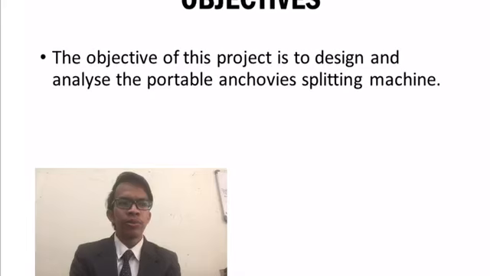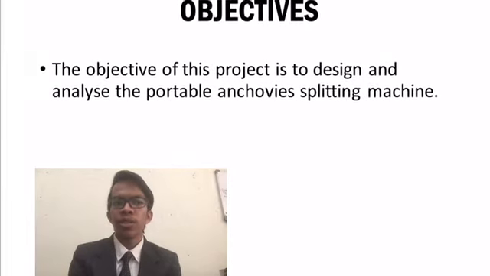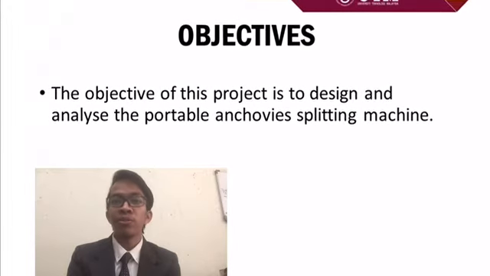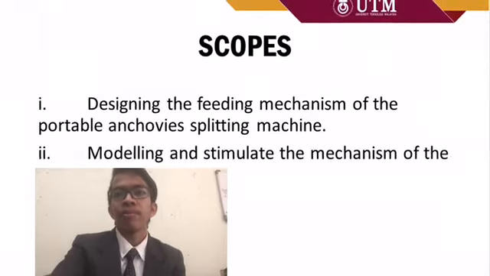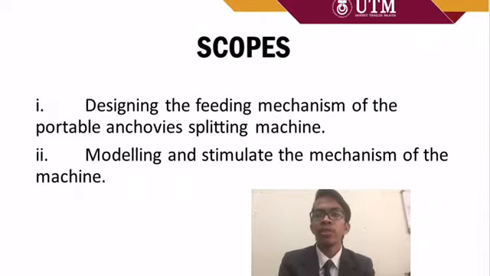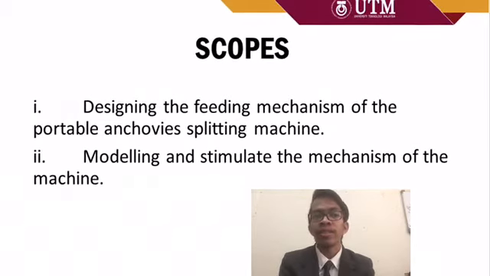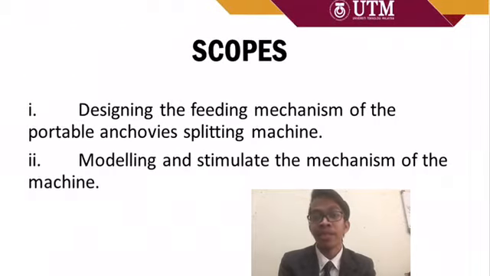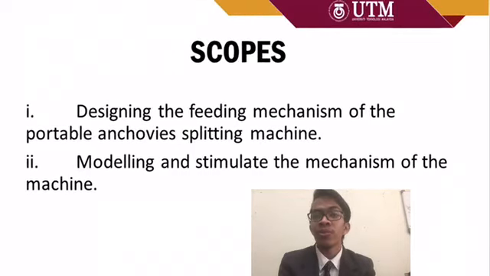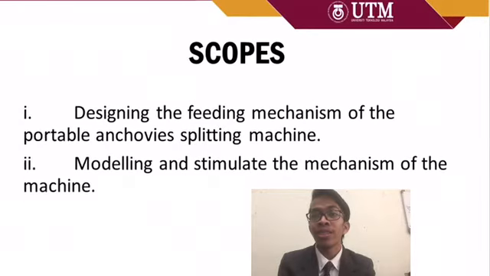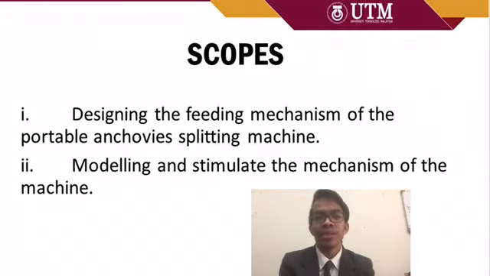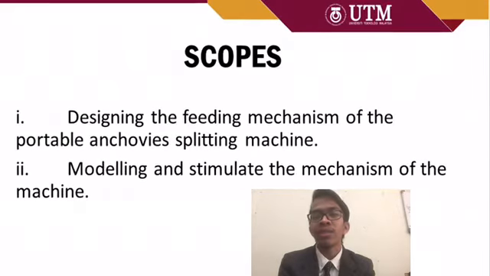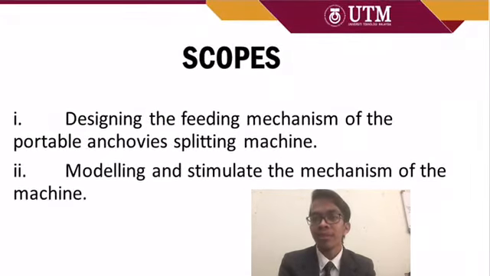For the objectives, the objective of this project is to design and analyze the portable anchovy splitting machine. The scope of this project is, first, I need to design the feeding mechanism of the portable anchovy splitting machine, so that humans do not need to feed the anchovies by themselves using their hands one by one. The second is I need to model and simulate the mechanism of the machine.